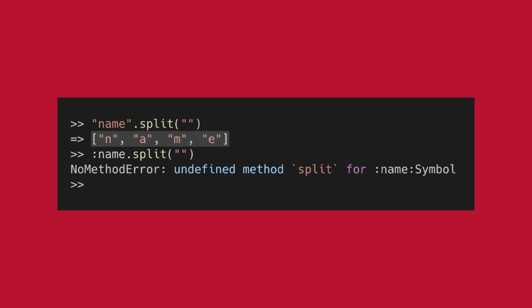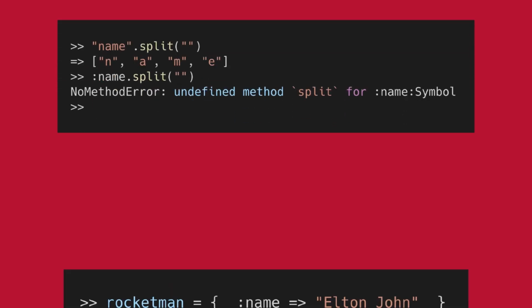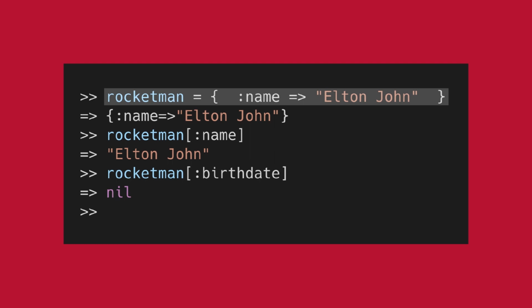We get an array with each of the characters in name. Now watch when I call that same split method on name as a symbol with the colon at the beginning. It returns an error. There's no method to do that. By using a symbol as the hash key, our keys don't make methods available that are unnecessary. Here's how you would use symbols as hash keys. So it looks just like our previous example, but instead of using our key as a string literal, now we're using the symbol.